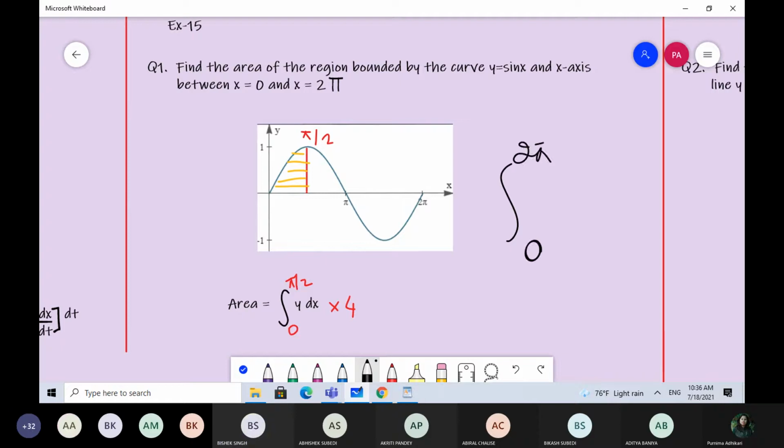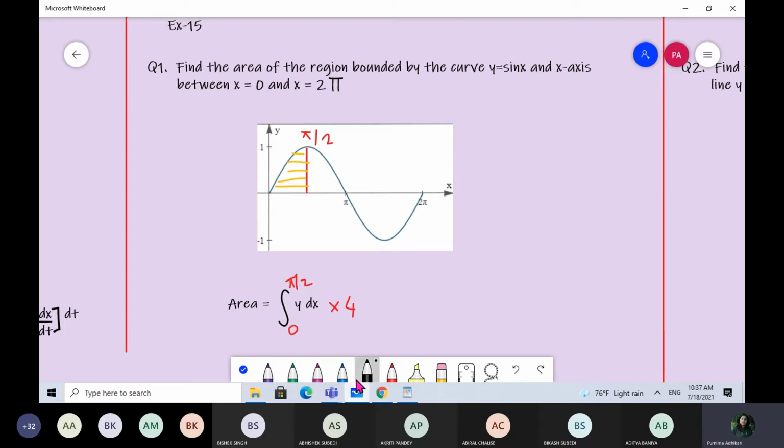0. Definitely 0. If you calculate the area of this, then you will get 0, because you know that the positive area and negative area get cancelled and you are left with only 0. Okay, so to avoid any such situation, what are you going to do? Always take the minimum possible limits of integration.